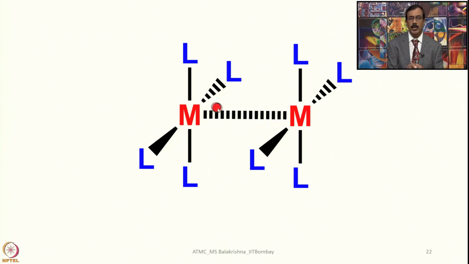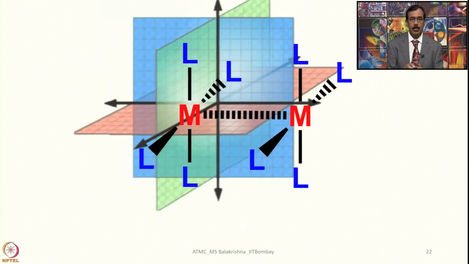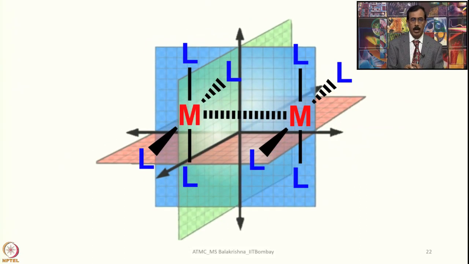So the other orbitals that are left unutilized while making metal to ligand bond: dx square minus y square is used, so dxy is not used, dxz is not used, dyz is not used, and also dz square. That is the reason we are using these 4 unutilized orbitals to establish bonds between 2 metal centers. Now, you bring these Cartesian coordinates, so that can give you precisely the orientation of different orbitals.